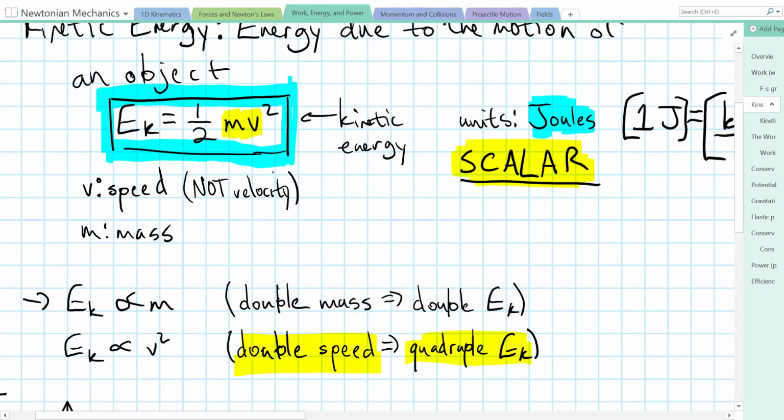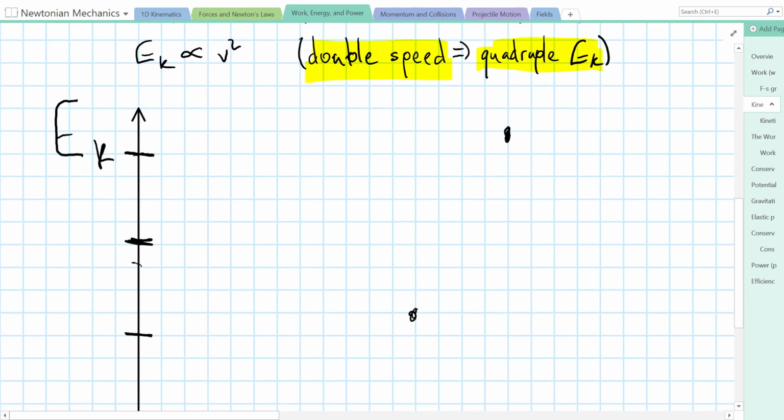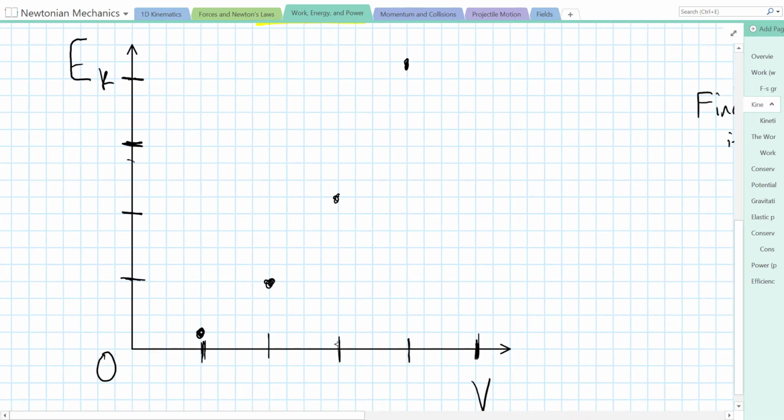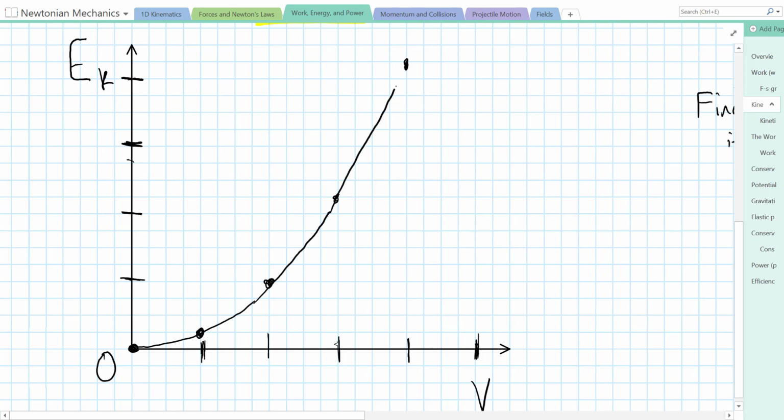We can sketch a little graph of how kinetic energy changes with speed, and I have one down here. I've labeled a few important points. Obviously at 0 speed there's 0 kinetic energy, but we can see that because it's proportional to speed squared, we get this parabolic shape, something like that. It's not a perfect parabola, but this is kind of our kinetic energy as a function of velocity. We get that upward quadratic.